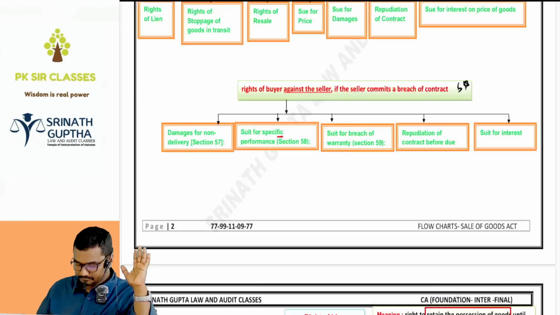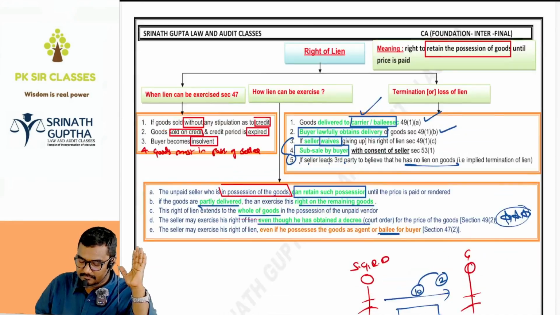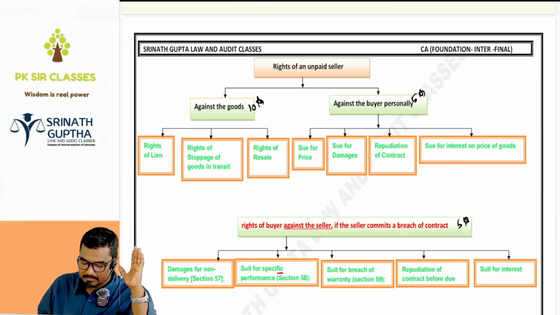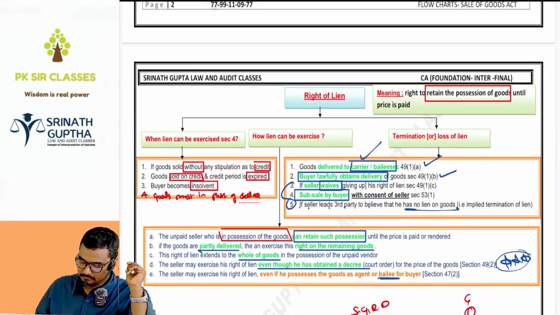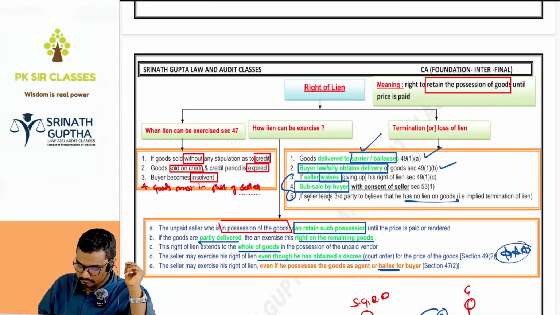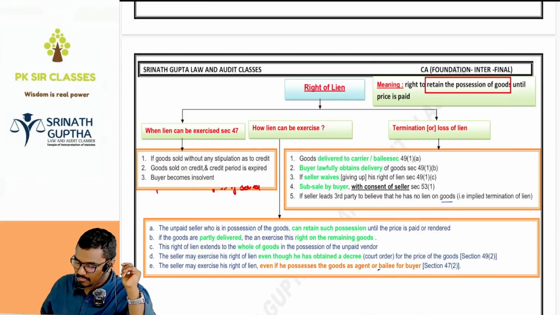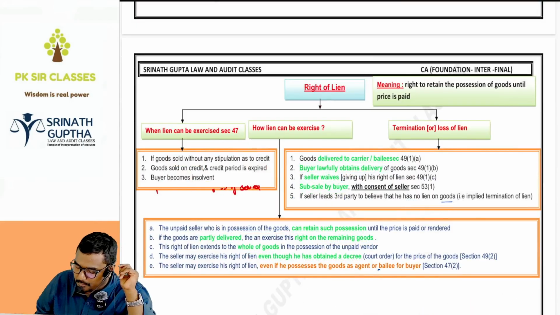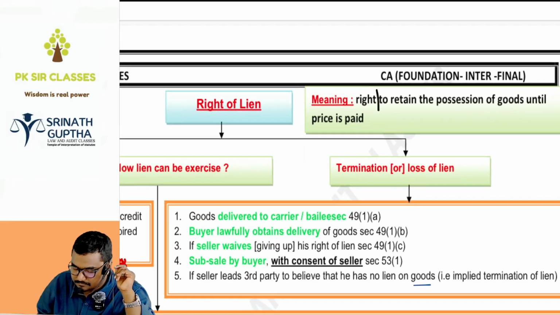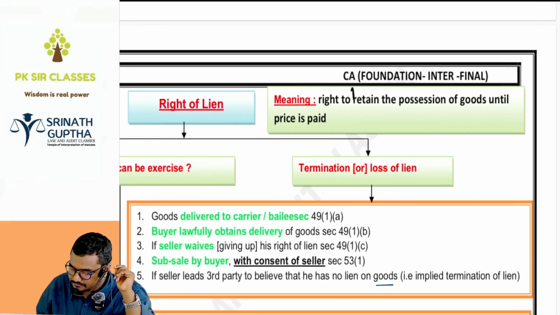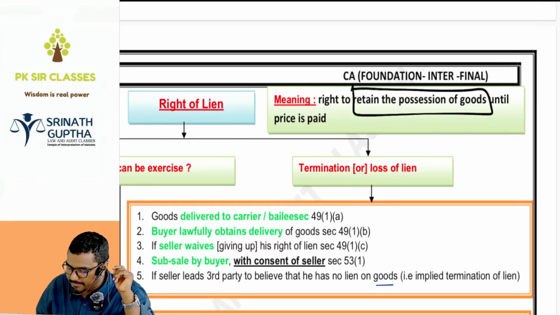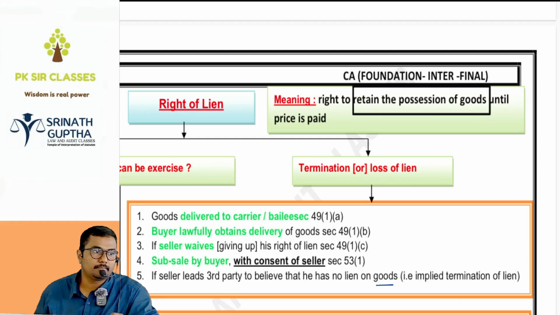Then next, first, rights of unpaid seller on the goods. First one, right of lien. Important, sir. Lien means right to retain the possession of the goods until full price is paid. Until you pay the money, I will not give the goods.